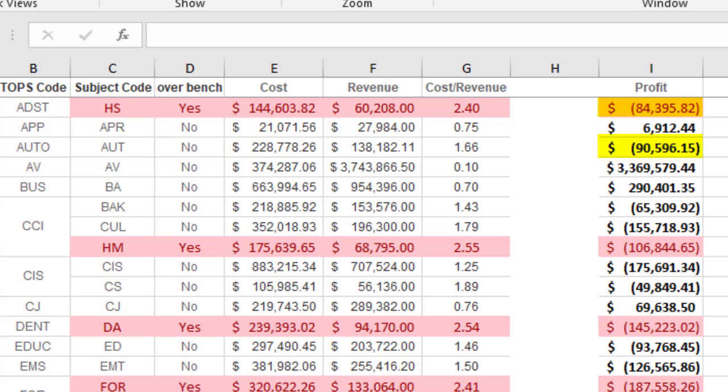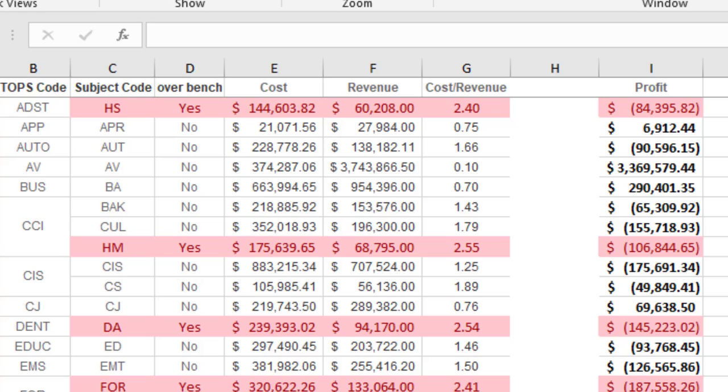And if you keep looking down, you'll see other oddities. For example, culinary costs or had a negative profit of $155,000. Go down a few more. CIS had a negative profit of $175,000. That, in and of itself, is twice as negative, just about, a little bit more actually, than human services. But why didn't CIS get flagged? Well, I have an answer for that in a second.